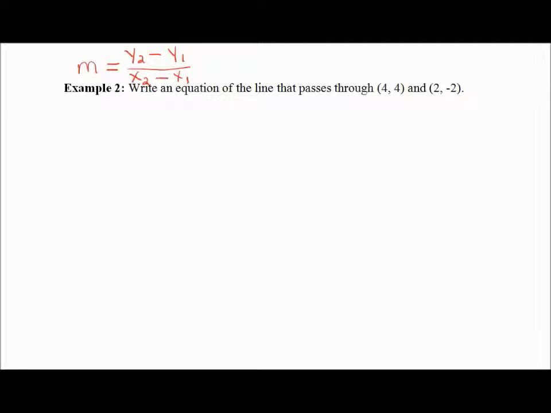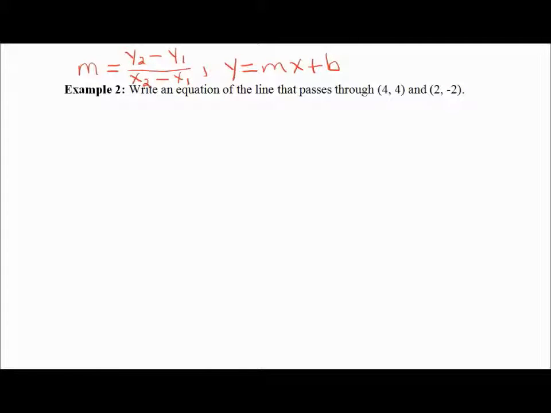Now once I have the slope of the line, then I'm going to use the slope-intercept form, which is y equals mx plus b. So for this process, we have the 2 formulas that we need in order to write the equation: the slope formula and the slope-intercept form, but first we have to find the slope, okay? So now I have my 2 points, (4, 4) and (2, negative 2). I'm going to calculate my slope.